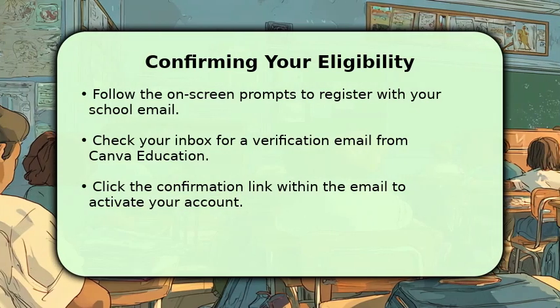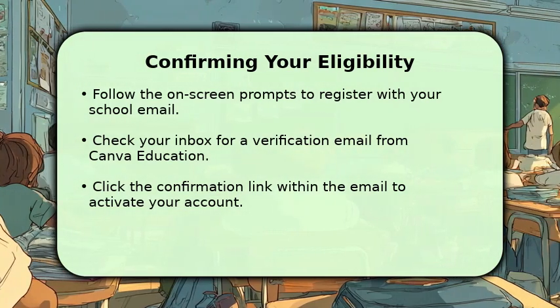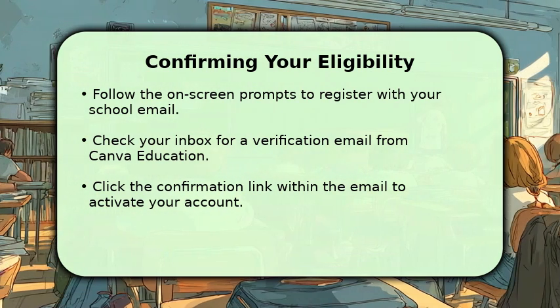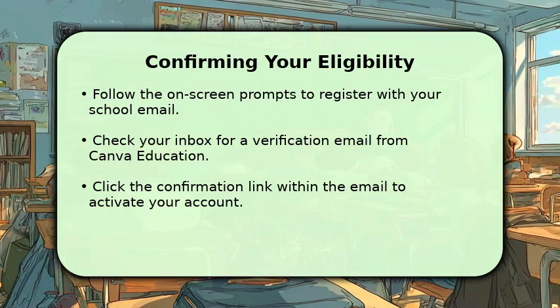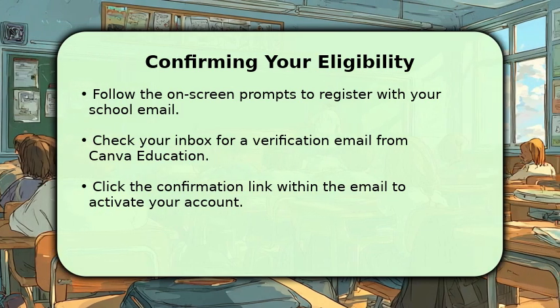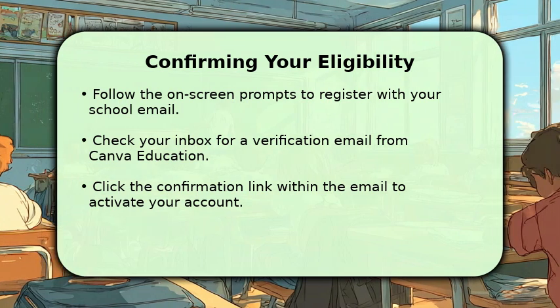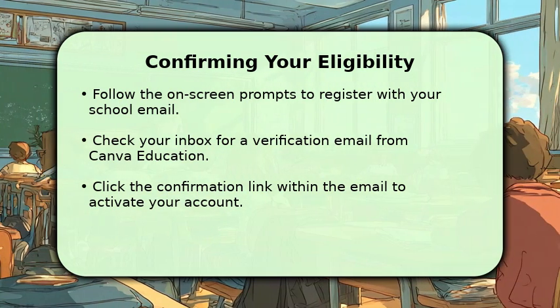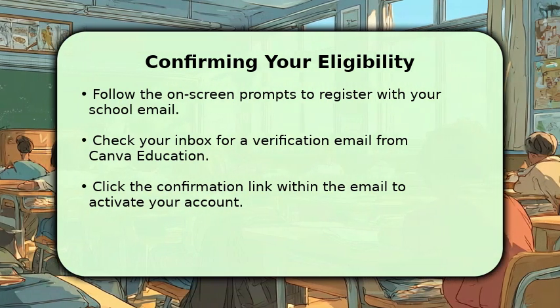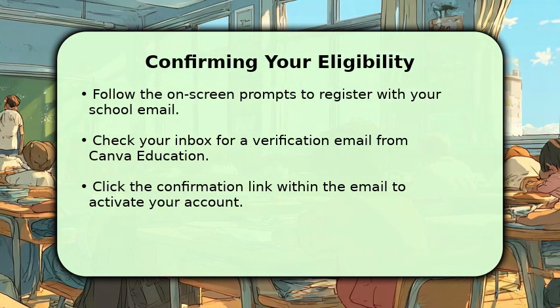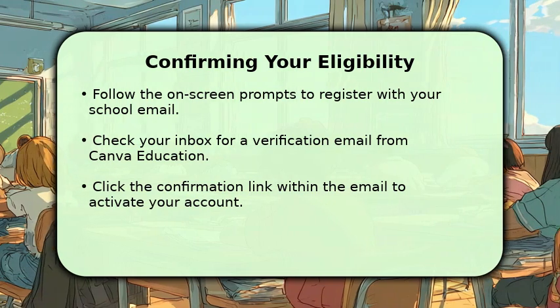Once on the Canva Education page, look for the Get Verified button and click it to begin. Input your official school email address into the provided field. Canva will then send a verification link directly to that email. Open your inbox, find the email from Canva, and click the enclosed link to confirm your educational status. This simple step finalizes the registration process, granting you full access.